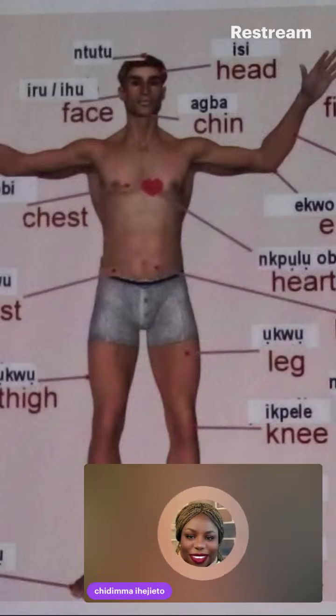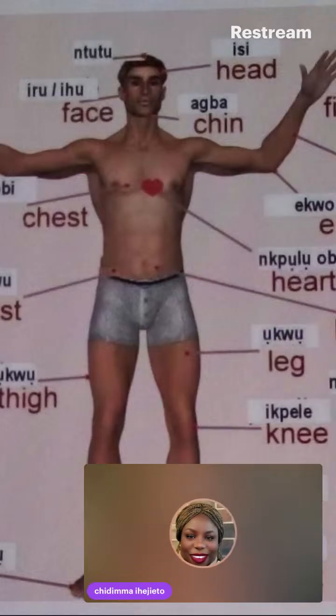Just as it is called, you'll be able to learn it faster when you know what it is called in English, and then you'll be able to know what it's called in Igbo. We have leg, ụkwụ in Igbo. Ikpere, knee.